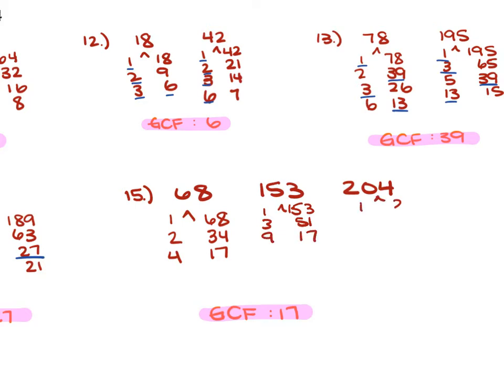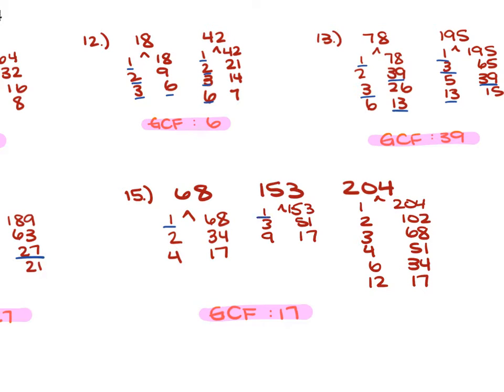For 204, we have 1 and 204, 2 and 102. 3, I don't think, does it? Yes, 204 divided by 3 is 68. So 3 and 68, 4 and 51. 204 divided by 6 is 34. 204 divided by 8, no. 204 divided by 9, no. 10, no. 12, maybe. 17. All right, so your greatest common factor there is the 17.